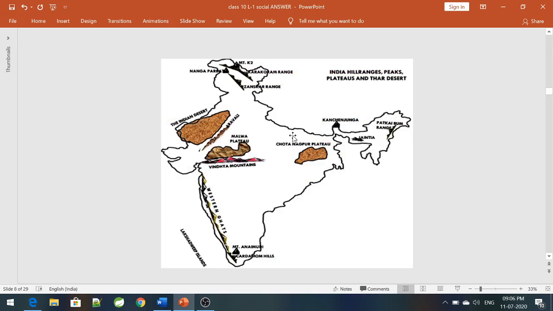This is the hill ranges, peaks, plateaus and desert. See here K2, Nanga Parbat, Zanskar range, the Indian desert, that is the Thar desert, Malwa plateau, Vindhya mountains, Western Ghats, here Eastern Ghats, here Lakshadweep islands, here Andaman and Nicobar islands, this Mount Anaimudi, Coromandel hills and Chota Nagpur plateau, Kanchenjunga, Jaintia, and Patkai Bum range.